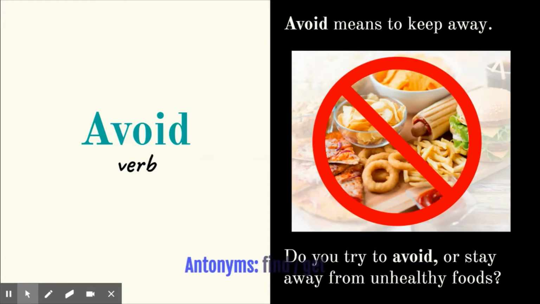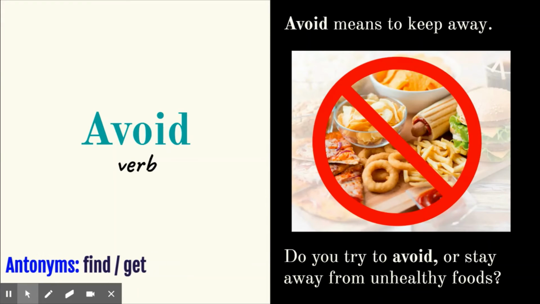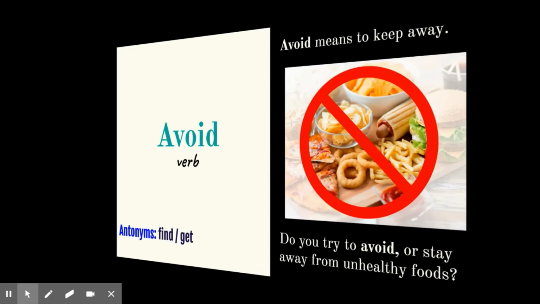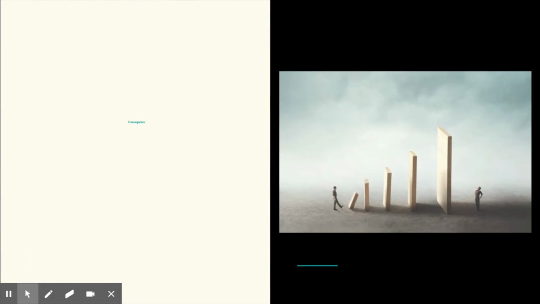Here we have an antonym, actually two antonyms for the word avoid. Okay, so remember that antonyms are the opposite of the meaning of the vocabulary word that we're doing. So the opposite of avoid would be to find or to get. Okay? The next word that we have for today is consequence.